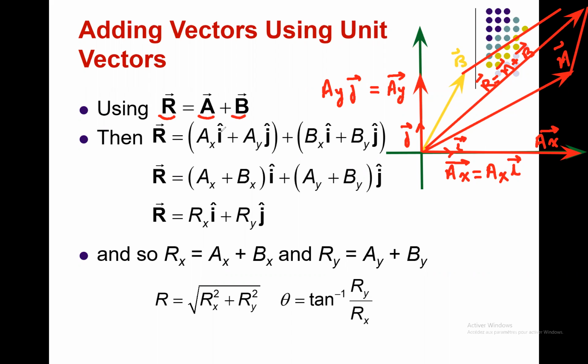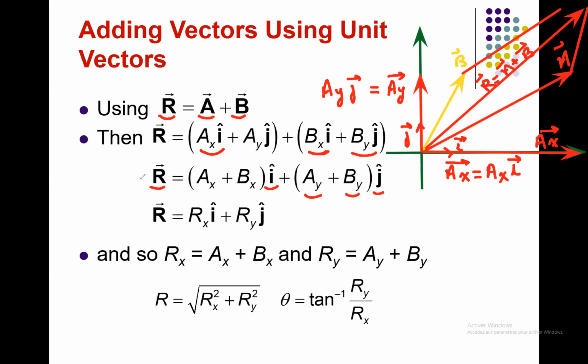A equal AX I plus AY J. You know this. And B also, we have BX I and BY J. We can do the same for B. B has BX and BY. So we can add the I component with the I component, this with this. So AX plus BX, we take I common, and AY plus BY we take J as a common factor.